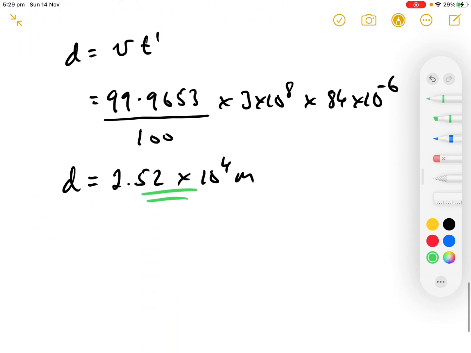And these muon problems are quite common in the exam papers, so please make sure that you can work with them and solve them confidently. And that brings us to the end of the relativity note part 3.